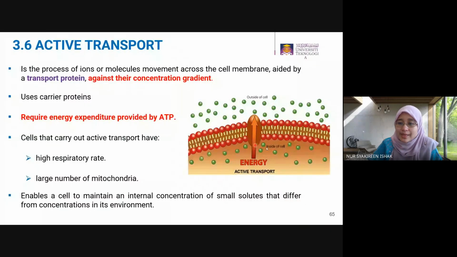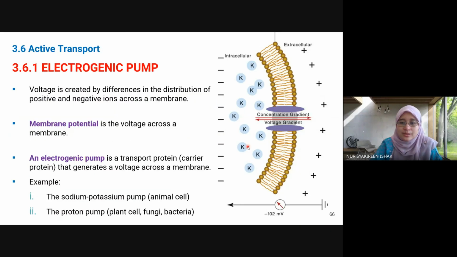In this example, next, we have a type of transport protein that is involved in active transport. We call this an electrogenic pump. What is a pump? A pump here refers to a transport protein that transports solutes against the concentration gradient using energy from ATP. It is a type of carrier protein that transports solute using energy from ATP.